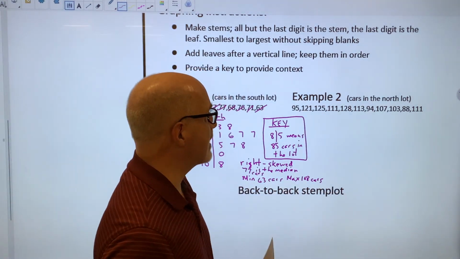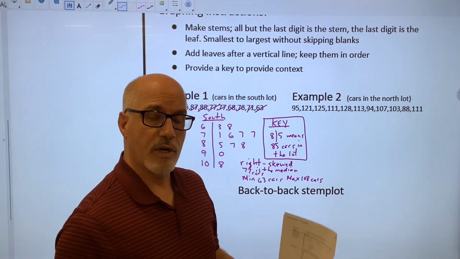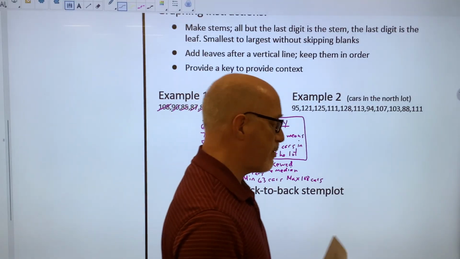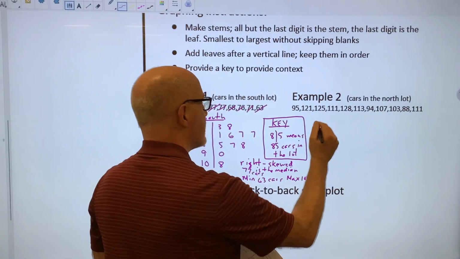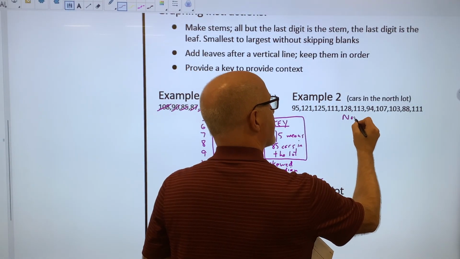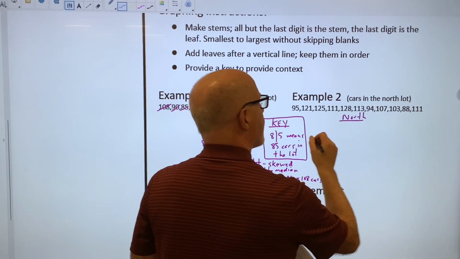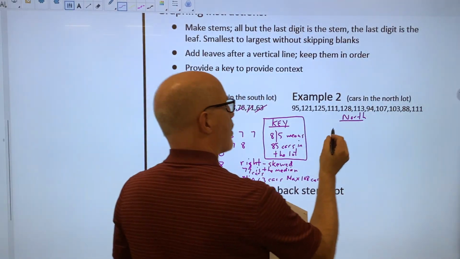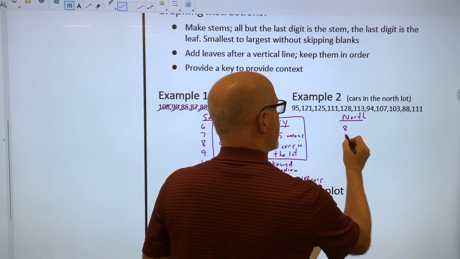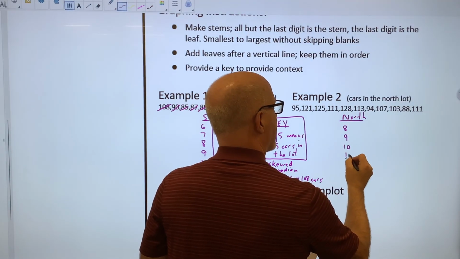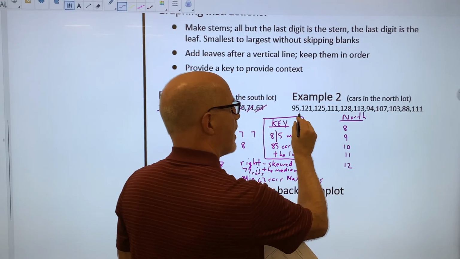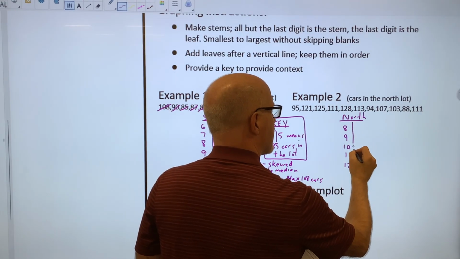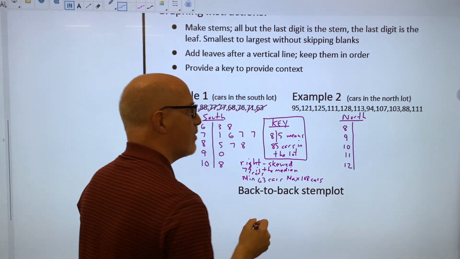Now let's do this example. If you want to try it out, just pause the video and try it and then check with what I come up with. So this is in the north lot. The north lot, my lowest number on this one is 88. So I'm going to start with 8 and then go 9, 10, 11, and 12. I go up to 120. I've got 120s, a couple of them. And so that's my largest. I've got a few of them actually.